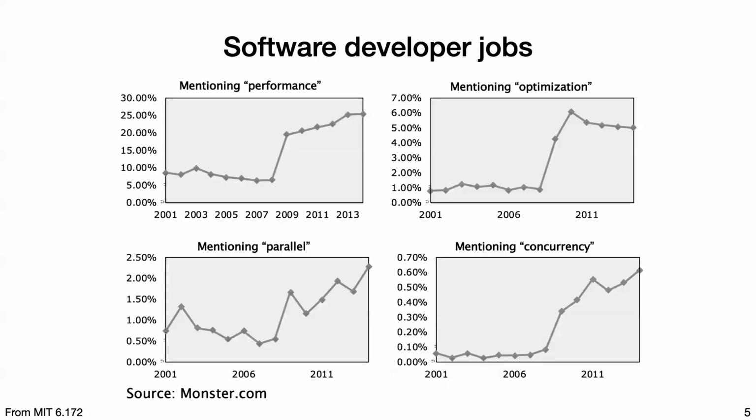This one is actually a bit old, but I think the data is still relevant. These plots are of job listings, measuring how many are mentioning these words: performance, optimization, parallel, and concurrency, which is a form of parallel computing. The x-axis is time, and the y-axis is percentage. You can see that the percentage is increasing with time, and this data stops mostly around 2013 or so, but I would argue, though I don't have the data, that it is continuing to grow.